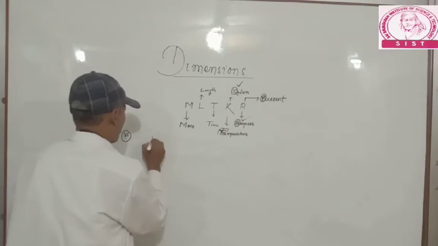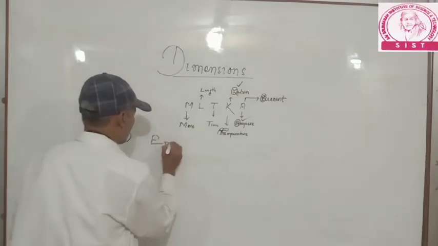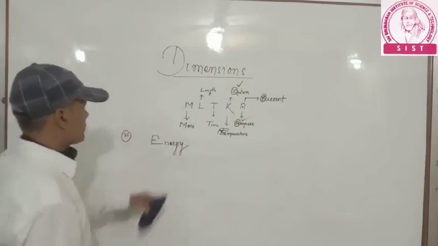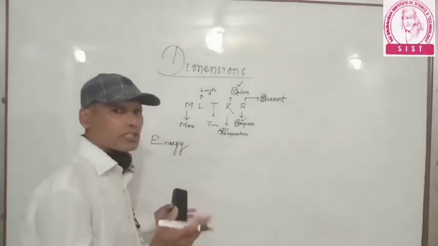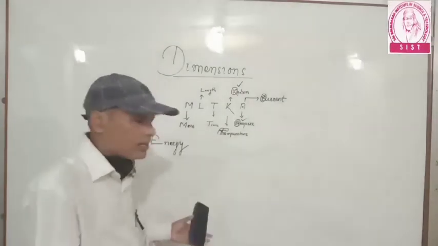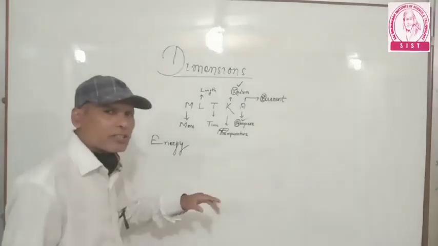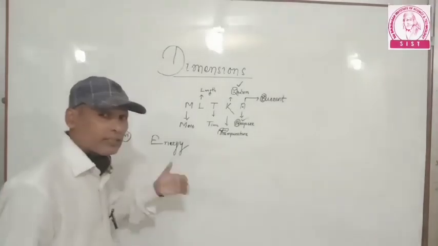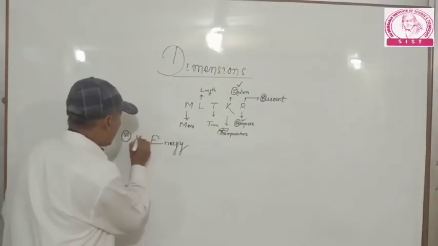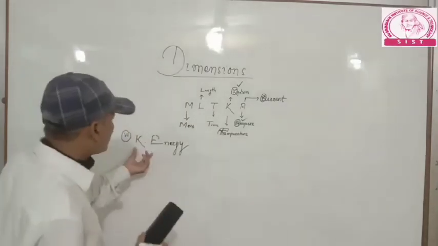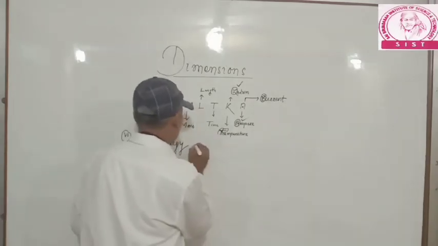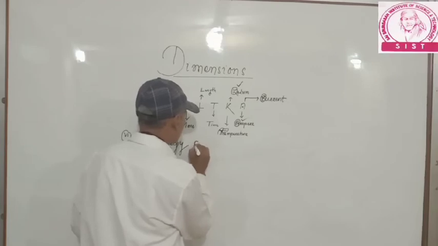Energy. You see, energy. Basically, you know, there are many types of energy. But you are beginners, so basic energy, you know, one is kinetic energy and the next one is potential energy. So I am taking here K energy, which stands for kinetic energy. What is kinetic energy? Its symbolic representation is Ek.